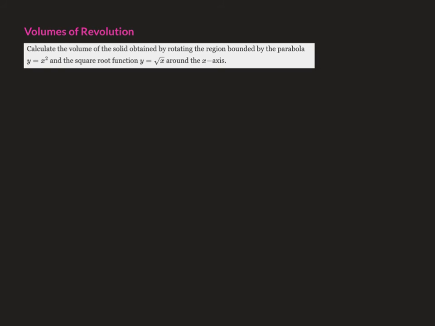Let's calculate the volume of the solid obtained by rotating the region bounded by the parabola x squared and the square root function y equals root x around the x-axis. So graphically, the region that we want to rotate is bound by the two intersections of the two functions that were given. So the function x squared is like this, and the function root of x is like this. So the area that we are rotating is enclosed between those two intersections. This is the area R.